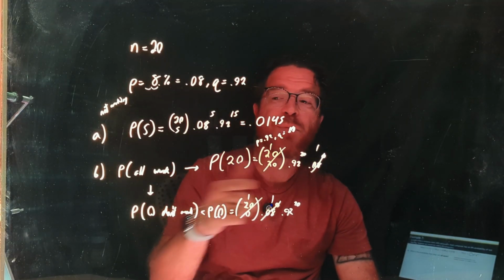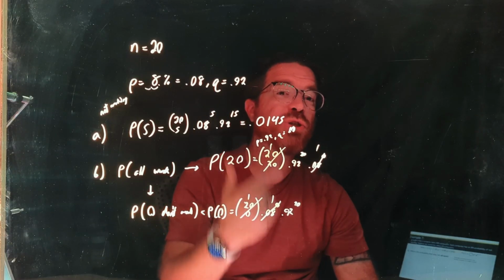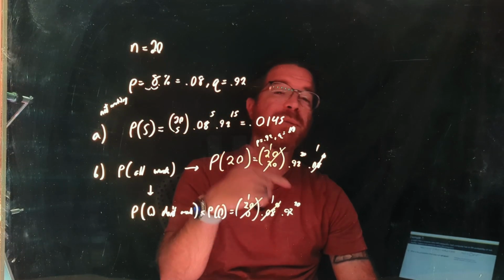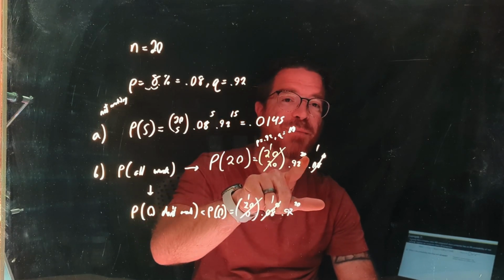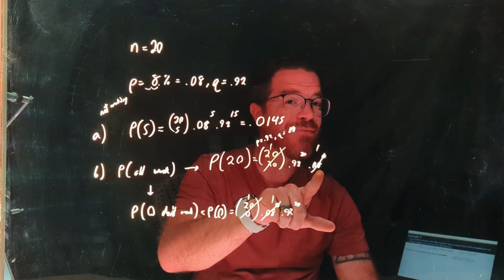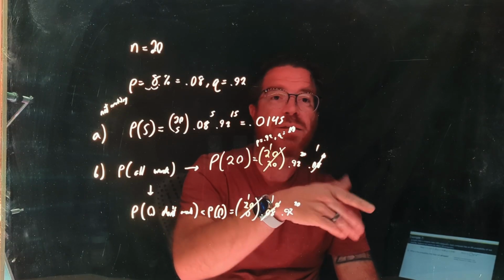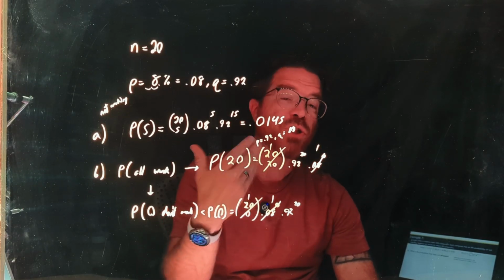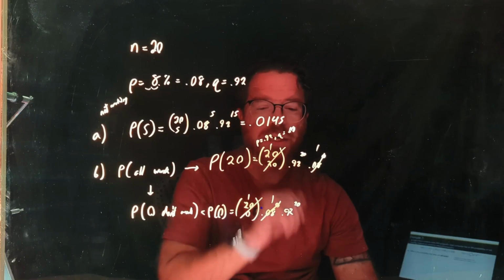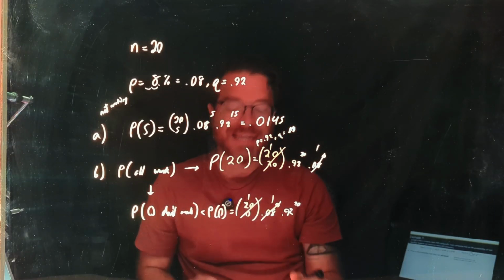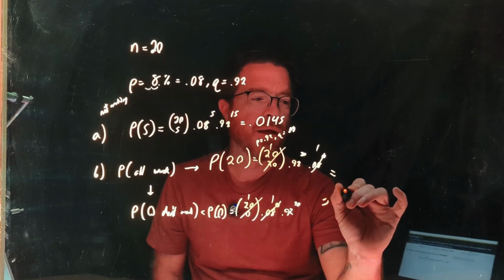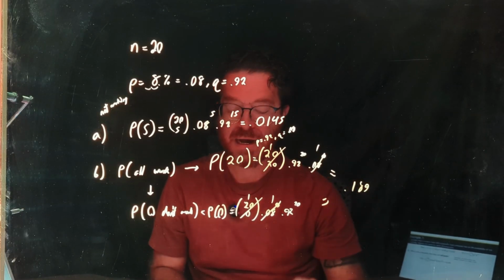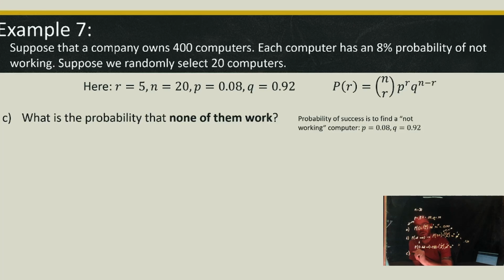For flipping the problem around, we're saying what is the probability we find 20 that do work? By doing that, our P had to be the probability of finding a working computer, which was that 0.92. So we had 0.92 to the 20th power, 0.08 probability of not working to the 0 power, because we had none that didn't work. And then we were choosing 20 working computers out of 20. And you'll notice that they get the exact same answer, which will be equal to 0.189.